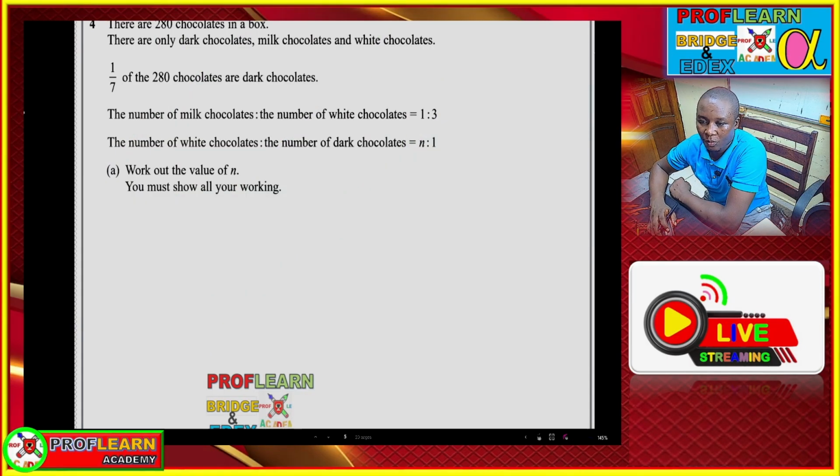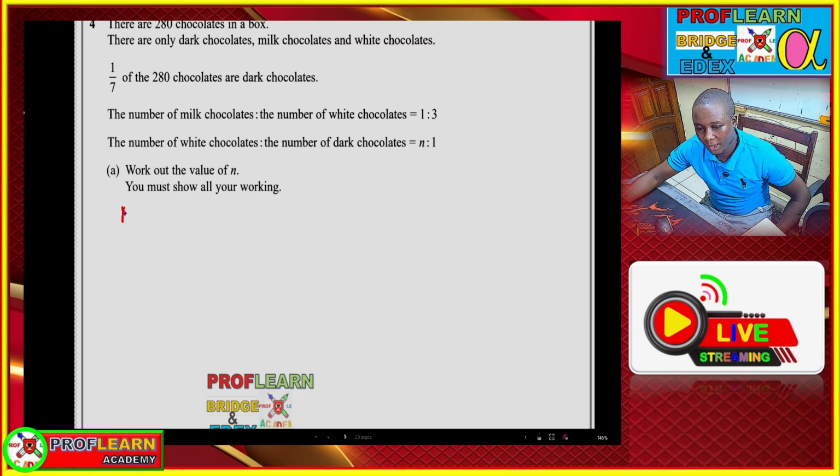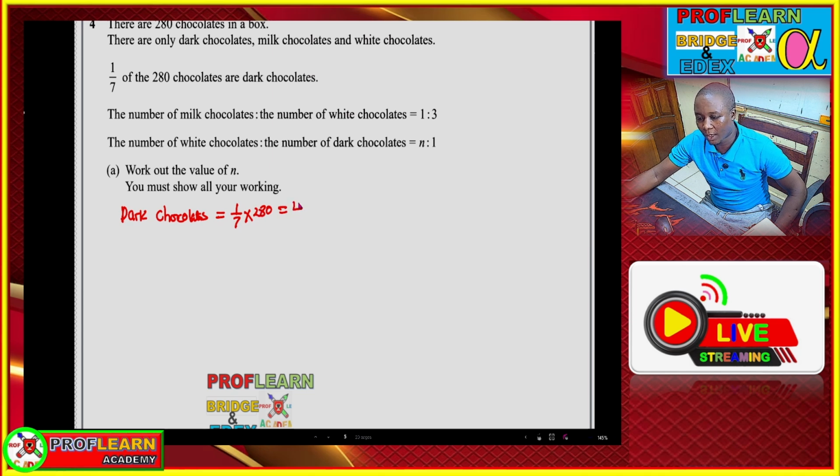Now moving to question number 4. Here we are told there are 280 chocolates in a box. There are only dark chocolates, milk chocolates and white chocolates. 1/7 of the 280 chocolates are dark chocolates. So from there we can work out the dark chocolates: 1/7 times 280, which means that 7 goes into 28 4 times, so this becomes 40. We have 40 dark chocolates.